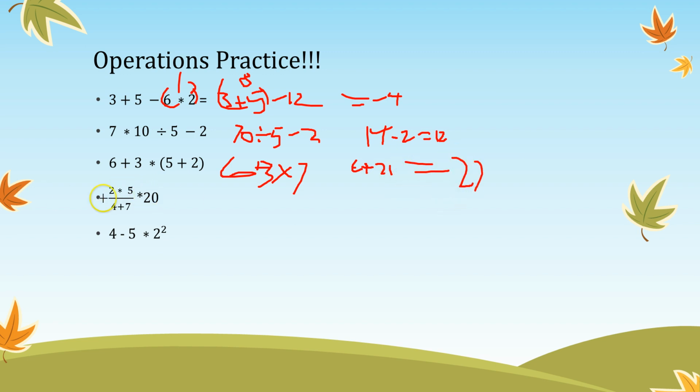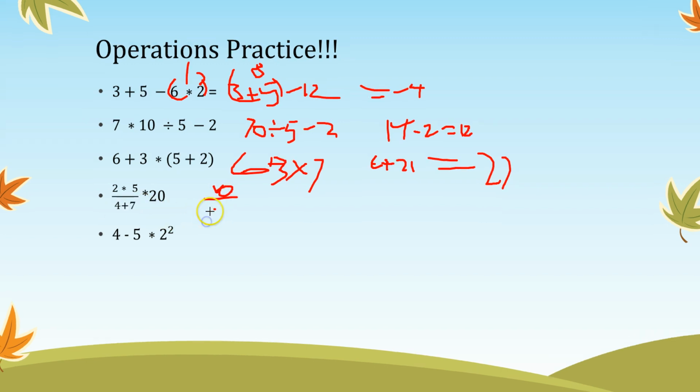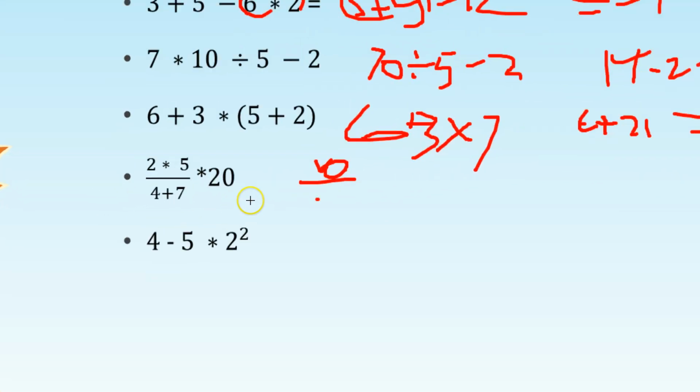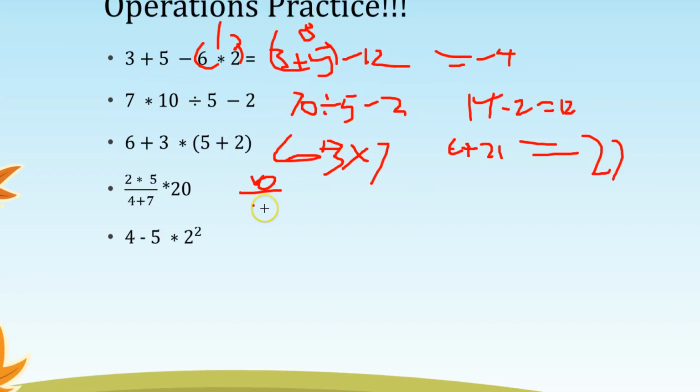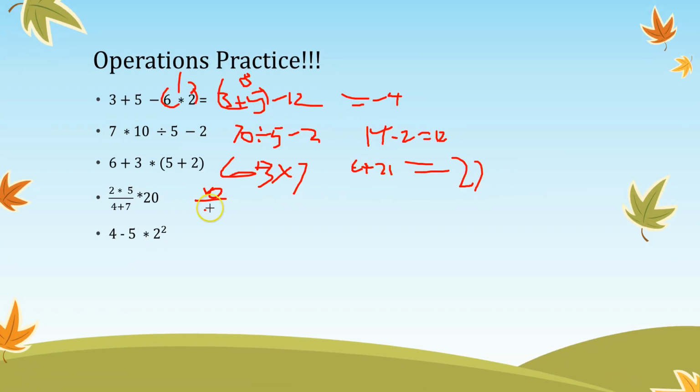Okay, so now we have a fraction. So we should do the fraction first. We evaluate the top of the fraction, 2 times 5 is 10. Over the bottom, 4 plus 7 is 11. Times 20, and we'll get 200 over 11. That's your answer.